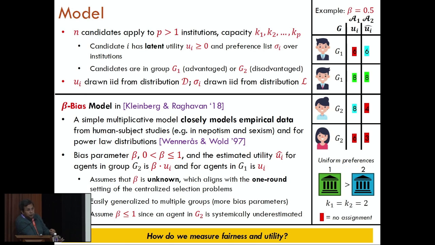The observed utility of candidates from group 1 is what the true utility is, but for group 2, you observe a discounted utility, which is the true utility multiplied by this factor beta. Keep in mind, this is capturing a very complex process, so we don't expect to know beta. Otherwise, we could just nullify the effect of beta and get to know the true utilities.